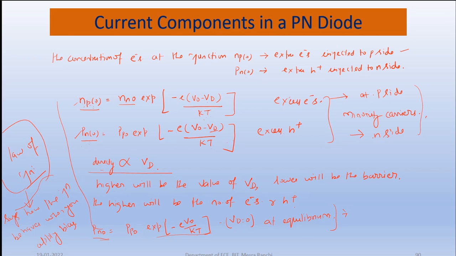If you increase the bias, what will happen? More charge will flow from one side to the other. Right. So minority carriers will increase, right? This concentration will increase, because once you increase the applied potential, what will happen? The potential barrier will decrease.